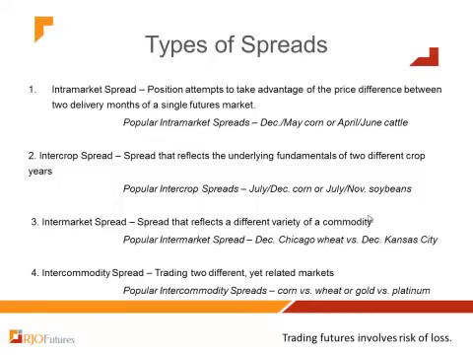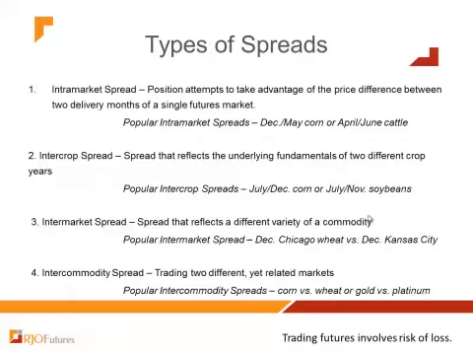Different types of spreads. An intra-market spread. The position attempts to take advantage of the price difference between two delivery months of a single futures market. A popular intra-market spread is the December-May corn or the April-June cattle. This will look at the crop that's being planted versus when the crop is being harvested.